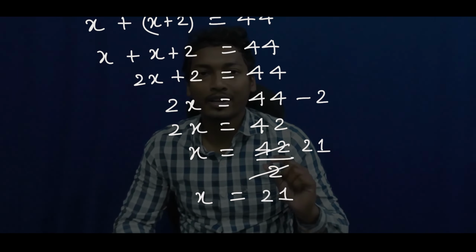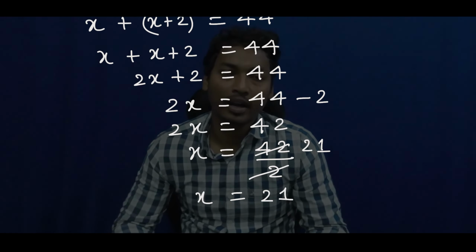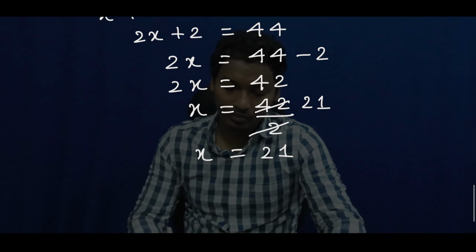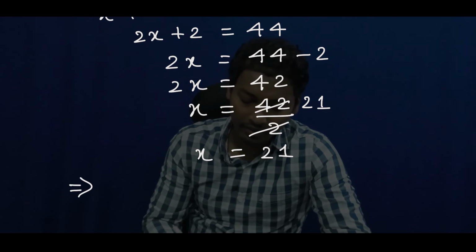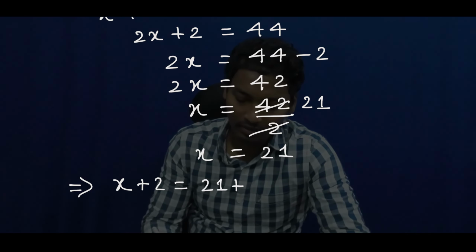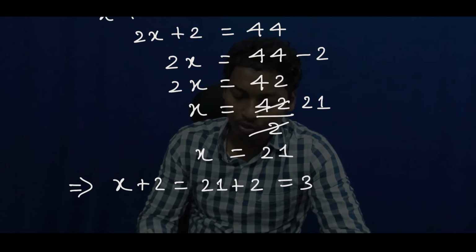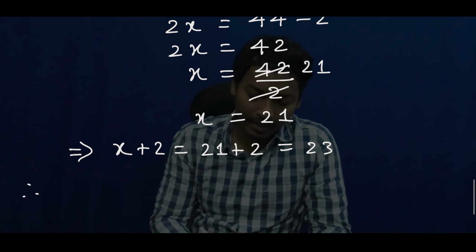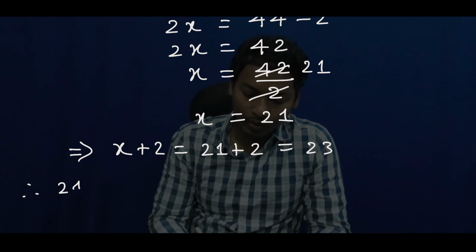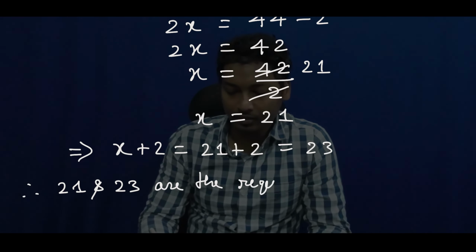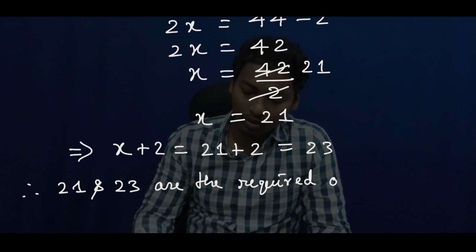So the first consecutive odd integer is 21, and you get the idea that the next odd integer will be 23. And let's express this using the equation that is given. It implies that x plus 2 will be equal to 21 plus 2, which is equal to 23. Clear? And we can say, therefore, 21 and 23 are the required odd integers.